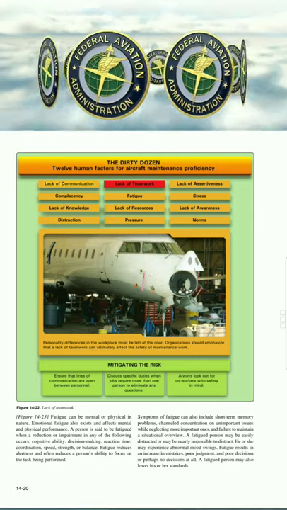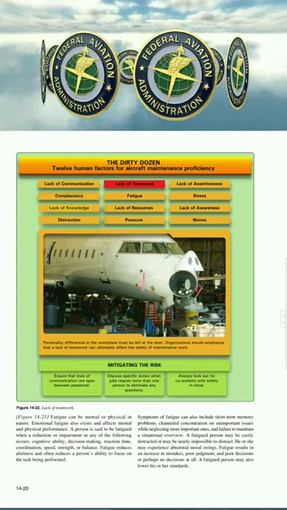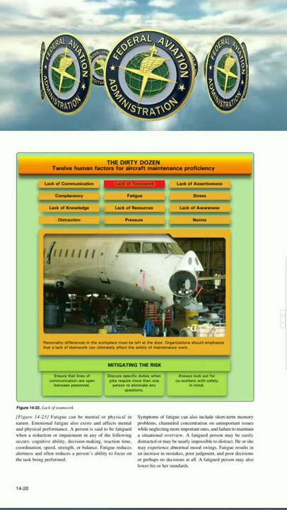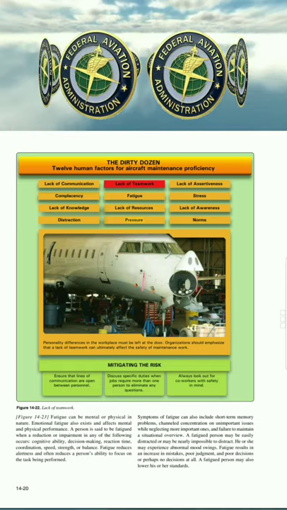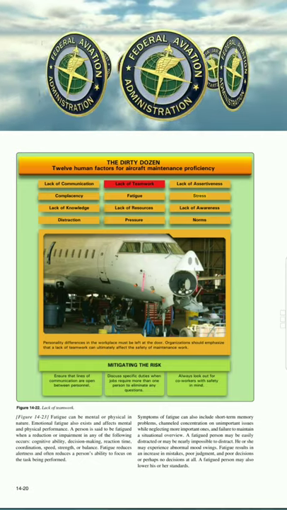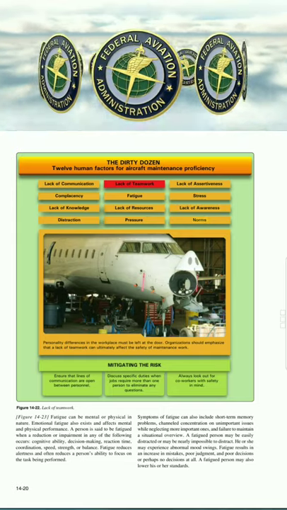Lack of communication. Complacency. Lack of knowledge. Distraction. Lack of teamwork. Fatigue. Lack of resources. Pressure. Lack of assertiveness. Stress. Lack of awareness. Norms.